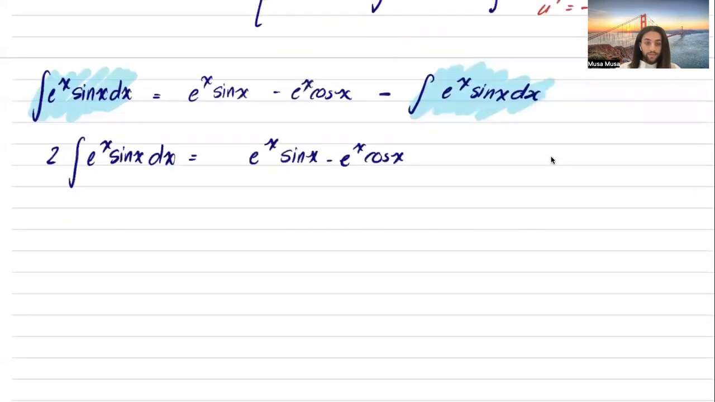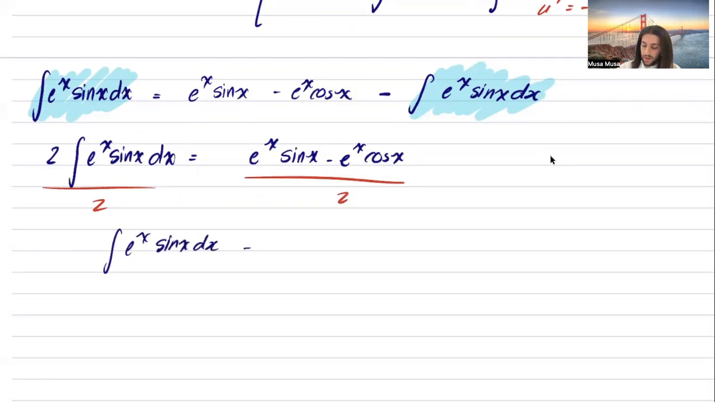Now all I need to do is divide by 2. And then I get the integral of e to the x sine x dx equals, I'm going to factor out the e to the x. It's going to be a half of e to the x, and then sine x minus cos x plus c. I hope that makes sense. Yeah, well, that's how you do these things.